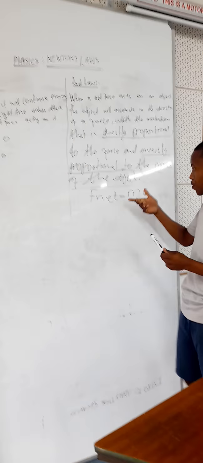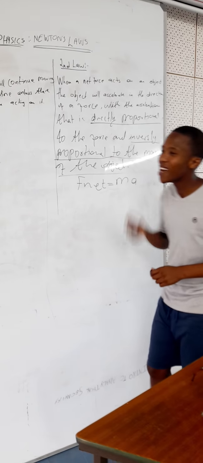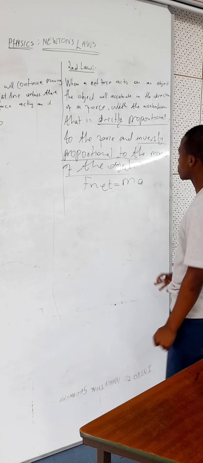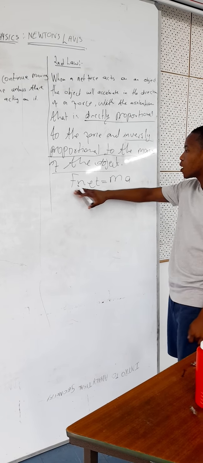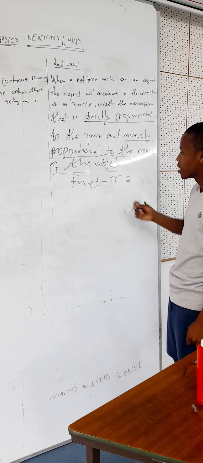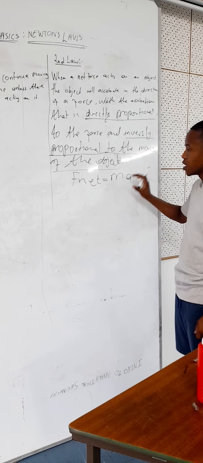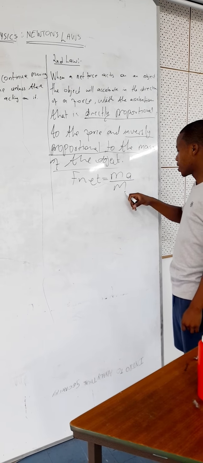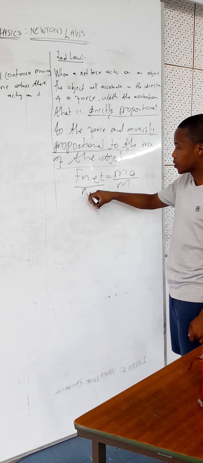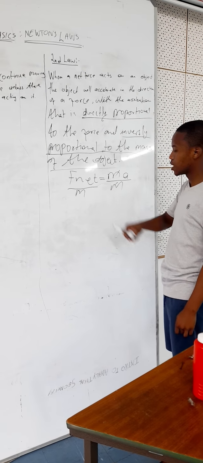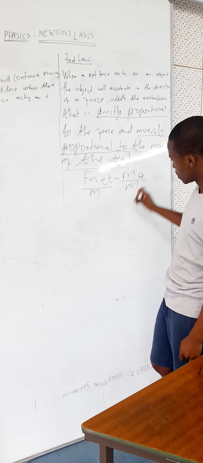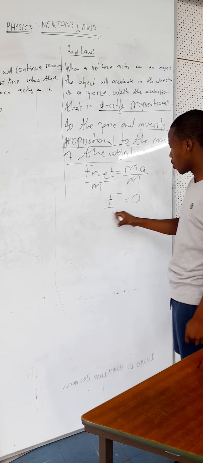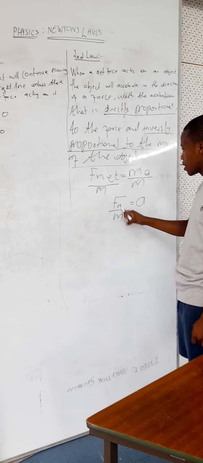Now, to prove this with calculations, because everything done in physics must be proven with calculations, let's solve for acceleration. If we want to solve for acceleration, we have to divide by m on both sides, to balance our equation. The m's cancel each other, leaving A equals F net over m.